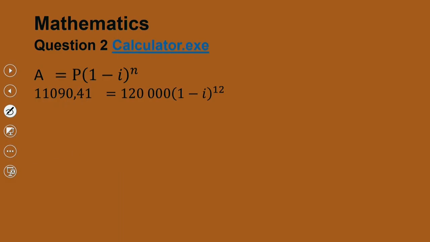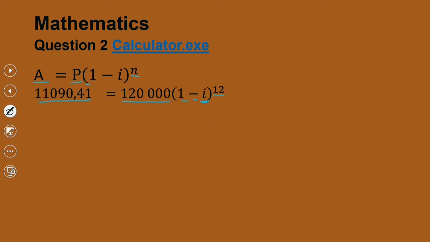Now we can take this information to answer the question. First of all, what is the value of A? We found the value of A to be equal to 11,090.41. Are we together? We substitute. What is the value of P? It is 120,000 rands. Then open bracket, 1 minus I. But we do not have the value of I, right? It is the one that we must find. It is the unknown. And then to the power of N, N being equal to 12.